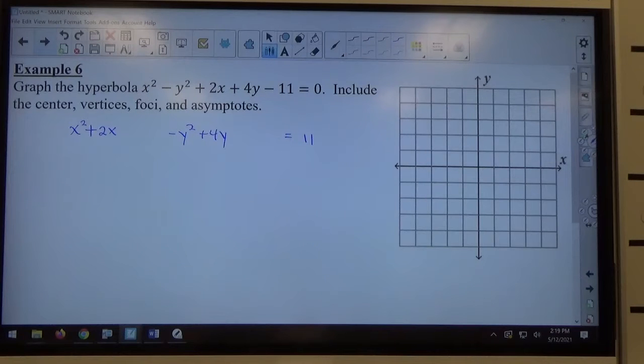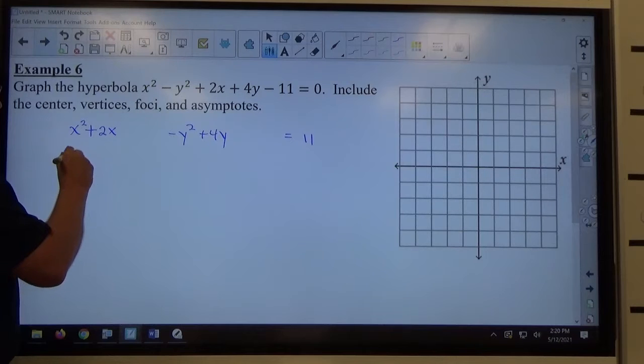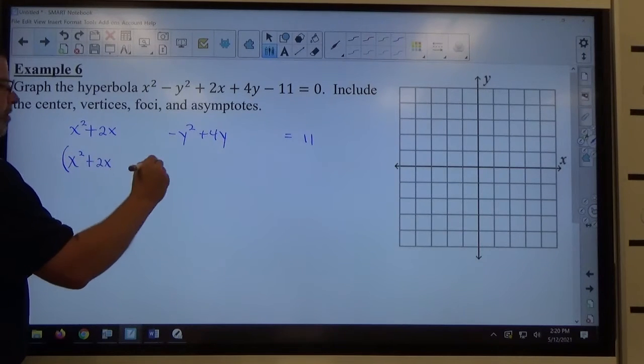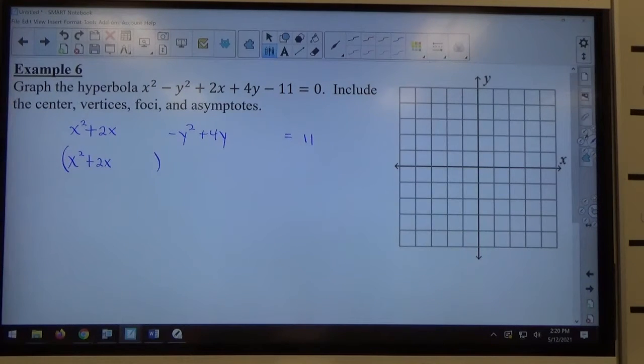Just like the last problem, I want it to be positive 1x squared and positive 1y squared on the next step for completing the square. Notice x squared is already behaving itself, so I don't have to do anything weird on this one. X squared plus 2x is fine the way it is. I'm just going to put grouping around it. Again, I had to take nothing out to make it x squared. It already started off that way. Is it wrong if you put a 1 on the outside? If you put a 1, it's not wrong. It's just not necessary.